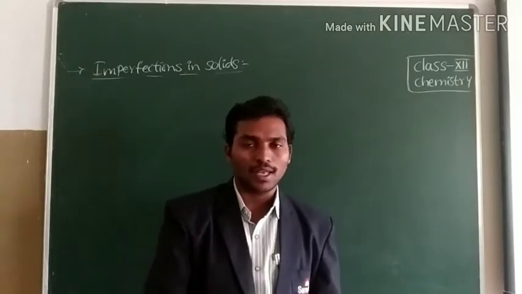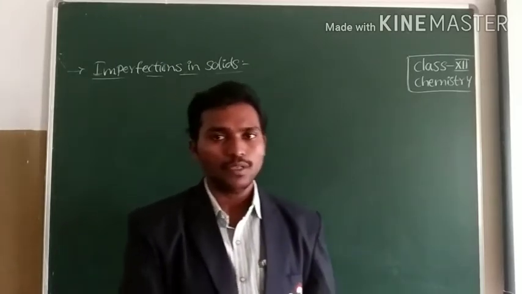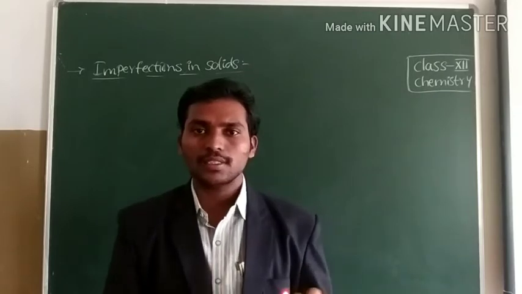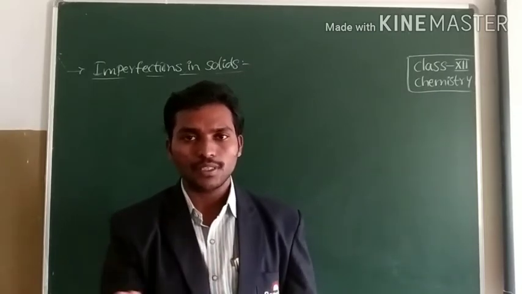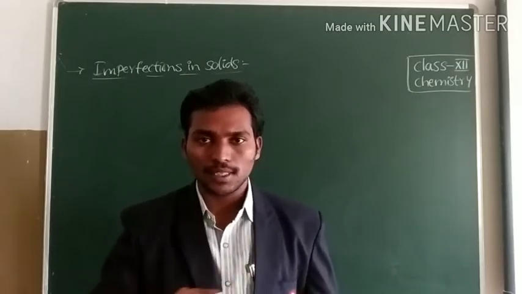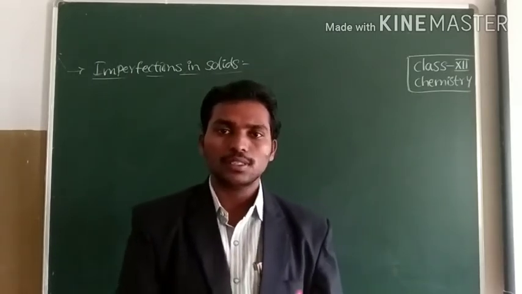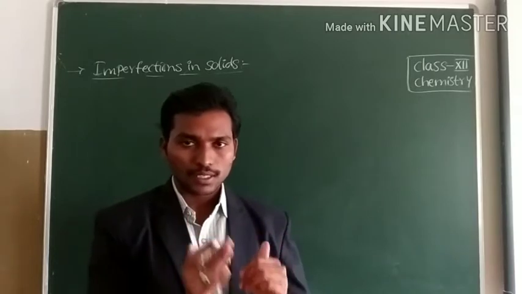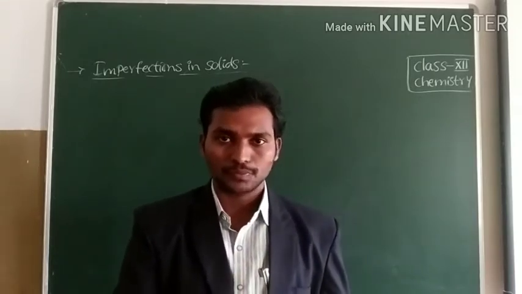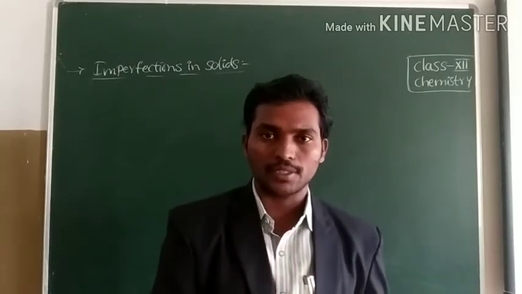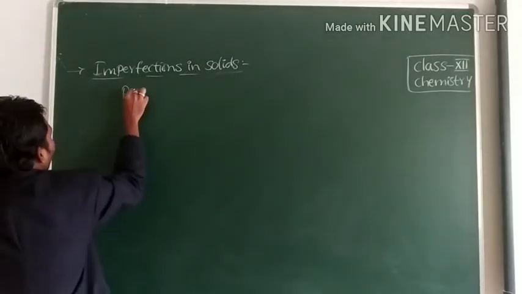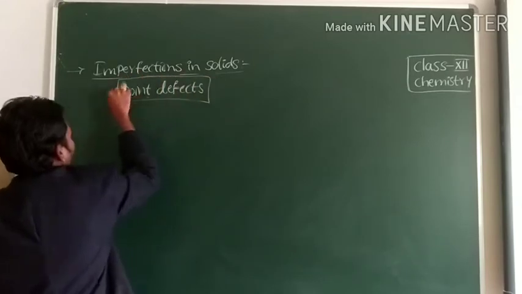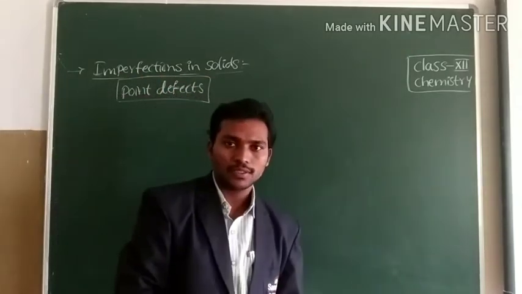Next, line defect. Line defects are deviations from the ideal arrangement when lattice points are arranged in rows. When we observe deviations in the rows of lattice points or lattice sites, this causes a line defect. In this class, we will confine our discussion to point defects. So let us see point defects, children. I have already given the definition of point defects.